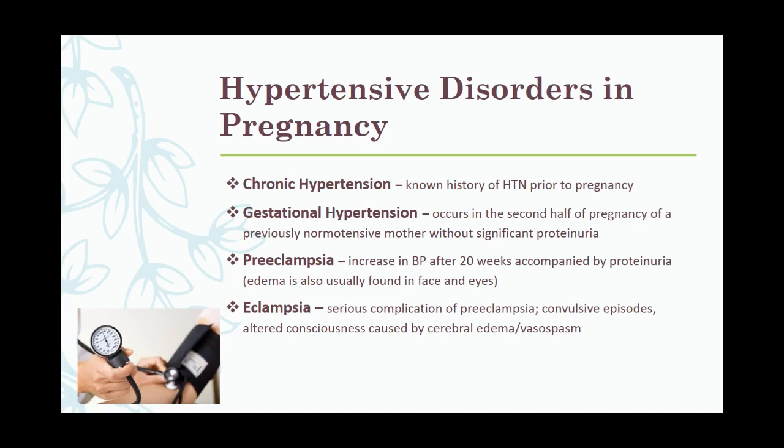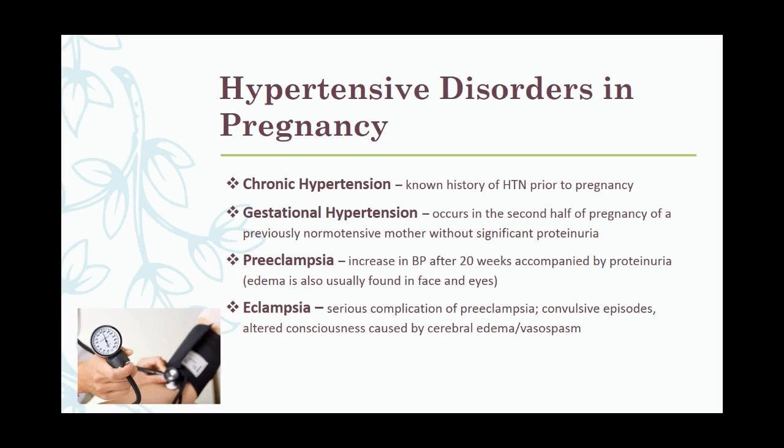All right, moving on. Hypertensive disorders in pregnancy. So we've got chronic hypertension, and this is just someone who has a known history of hypertension prior to pregnancy. We have gestational hypertension. This occurs in the second half of pregnancy of a previously normotensive mother who does not have proteinuria. Okay, so gestational hypertension is a mom who now has high blood pressure when she did not have high blood pressure before. However, she does not have significant proteinuria.